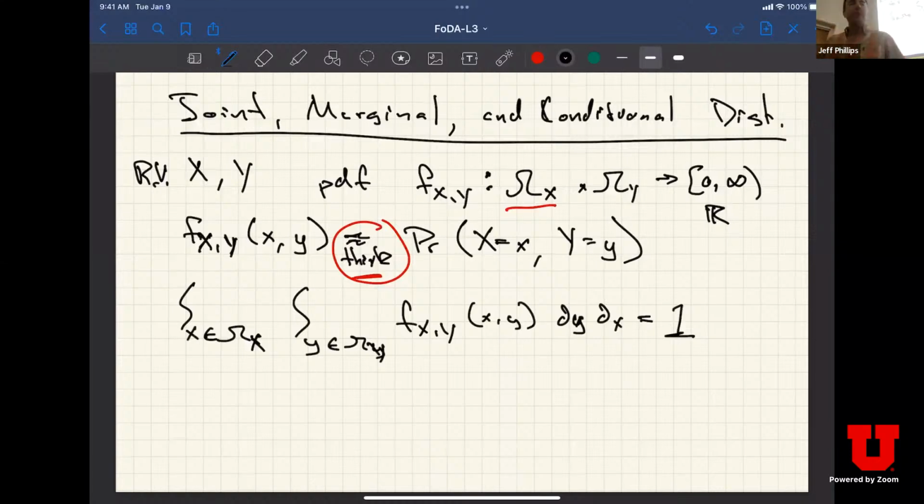Okay, so this integral is 1. I'll probably stop here, and we'll do the rest of this in the lecture on Thursday, and hopefully we're not going to get too far behind.